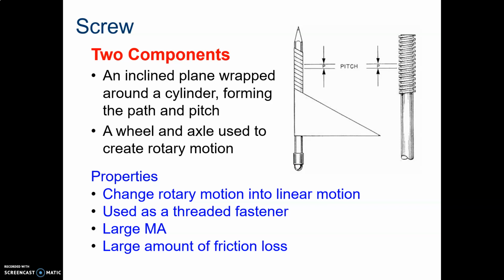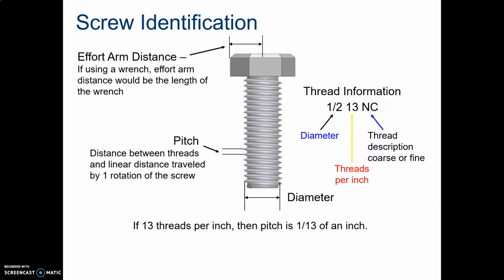It has a large mechanical advantage. However, it also has a large amount of friction loss. So let's take a look at how we identify a screw. Well, you know what it looks like, but here are some properties of it. This thread information tells me something about this screw, and when you go to buy screws, you will often see that information.